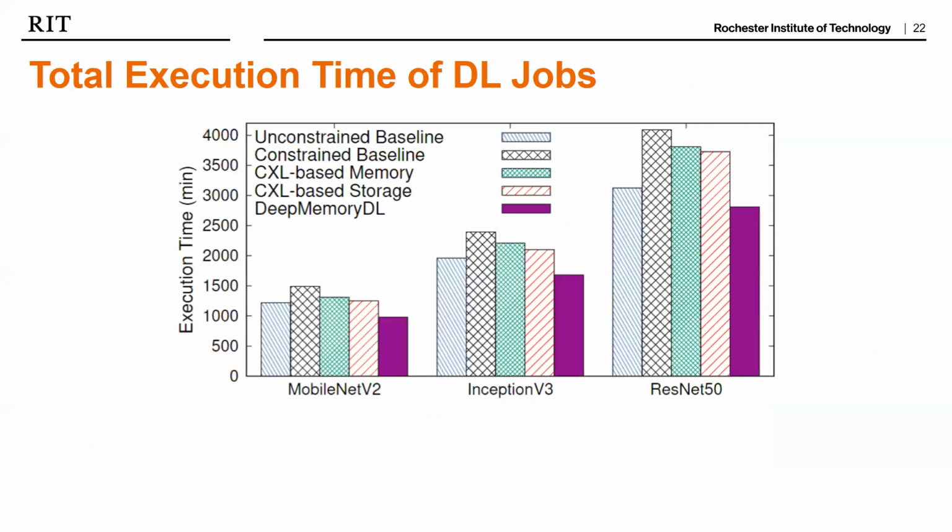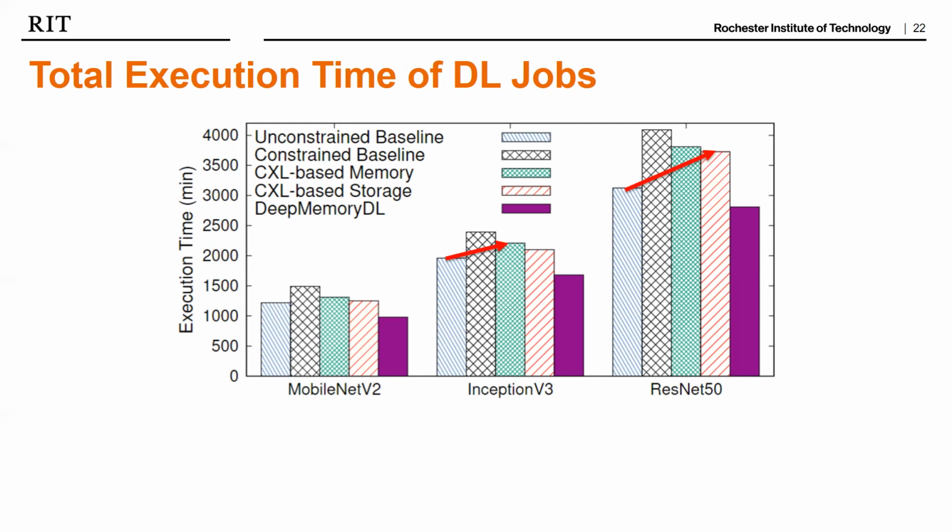To evaluate the performance of our DeepMemoryDL, we reported the total execution time of deep learning workloads on these execution environments. We observed that DeepMemoryDL performed better as compared to other environments by up to 34%. We also observed that the CXL-based environments reported a slightly higher execution time as compared to the unconstrained environment, due to the additional latency associated with accessing CXL devices.